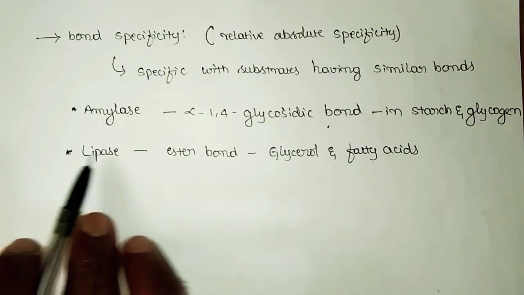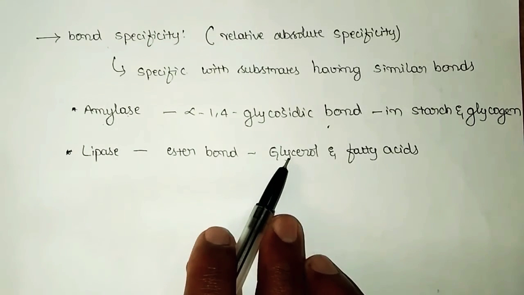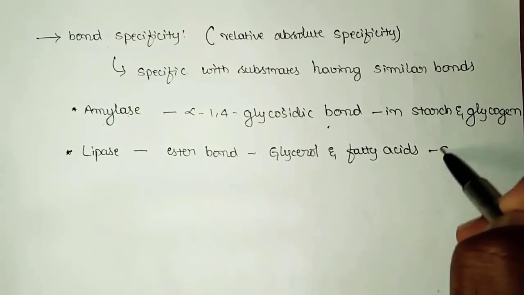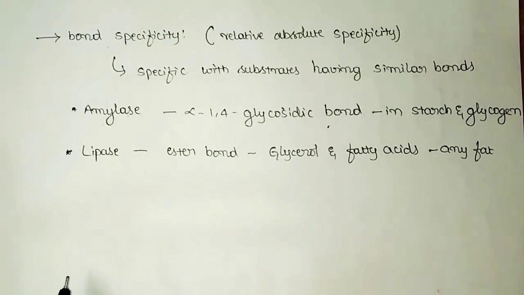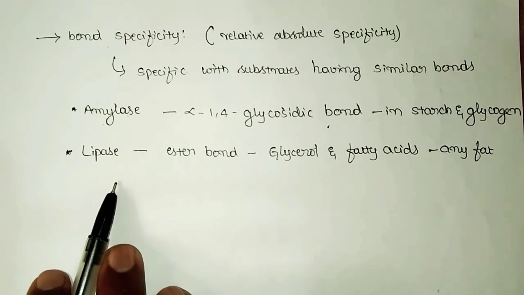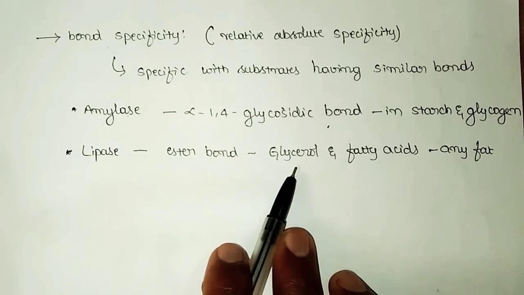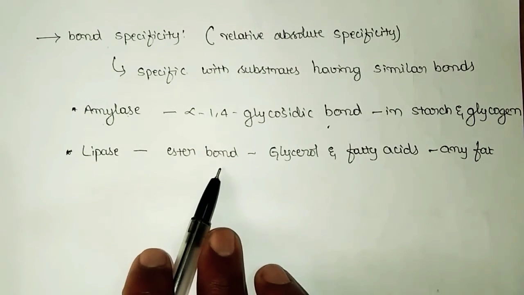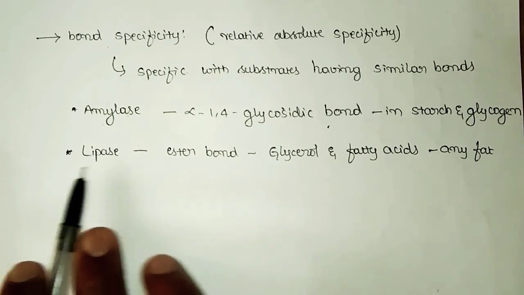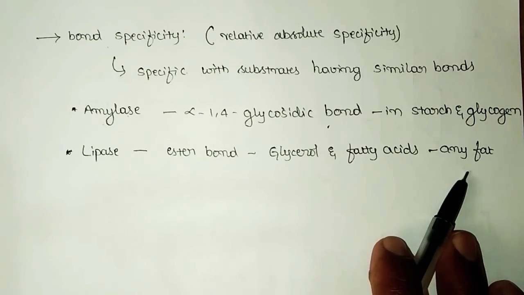Lipase is the enzyme which is used for the hydrolysis of the ester bond between glycerol and fatty acid, which is present in any fat material. So here also we are looking at the common thing. Wherever the ester bond is there, which is formed between glycerol and any fatty acid, lipase can be used to break that ester bond which is present in a fat material.